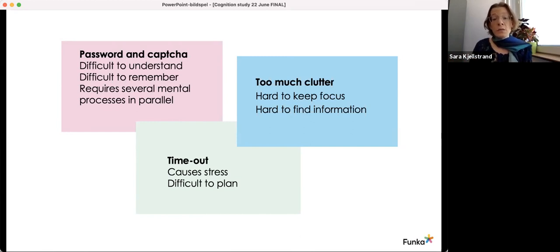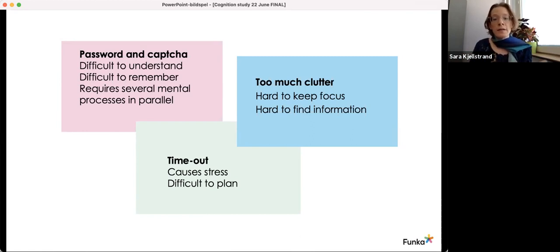And then the other issue with the famous bank example here is that there were lots of icons, it's too much clutter. You don't really know where to focus. And that makes it hard to keep focus, and also hard to find the information if you have to wade through everything that is on the website to get to what you're supposed to be doing.